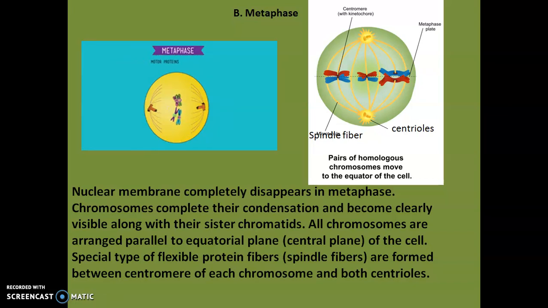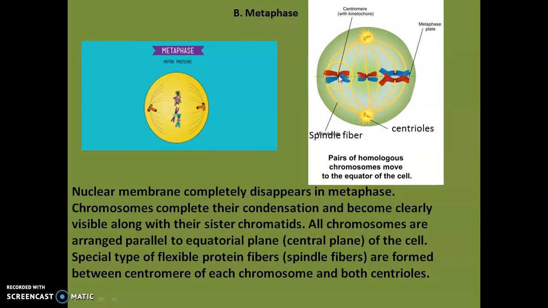Special type of flexible protein fibers are called spindle fibers. These are spindle fibers, as you can see in the diagram. The spindle fibers are holding the chromosomes. These are formed between the centromere of each chromosome and both centrioles. These are the centrioles. In the previous diagram we saw the centrioles duplicate. One goes at the top, one goes at the bottom. And these spindle fibers are holding the centromere.